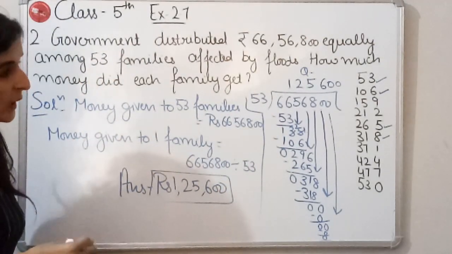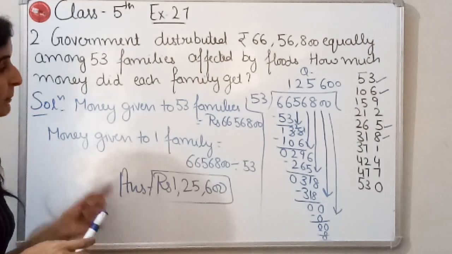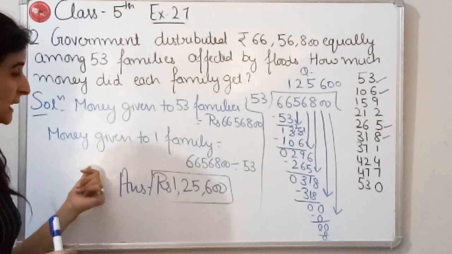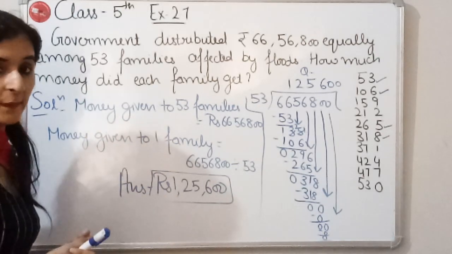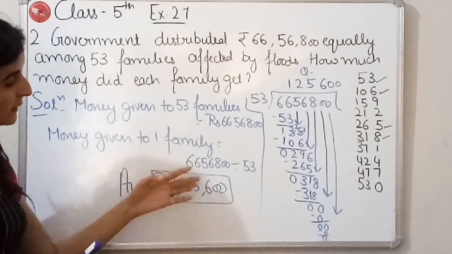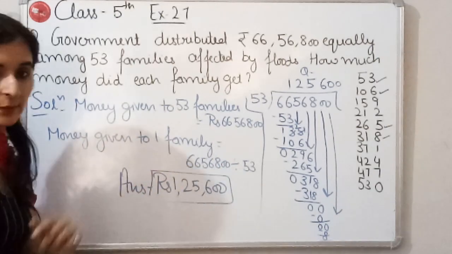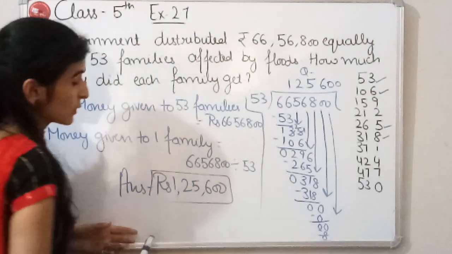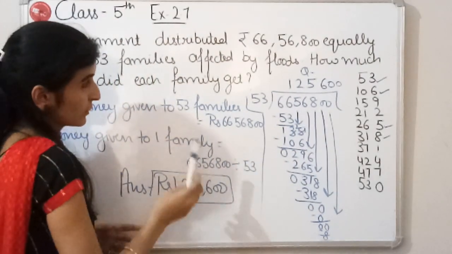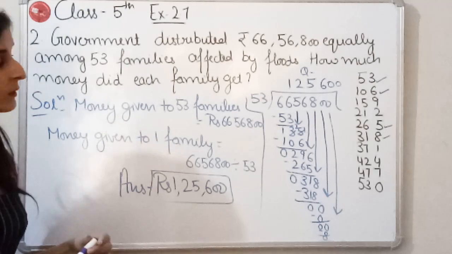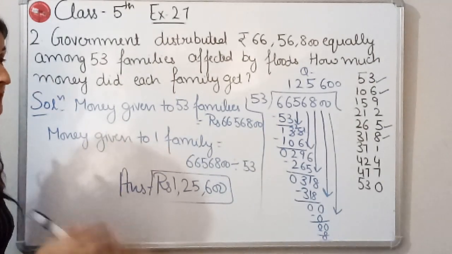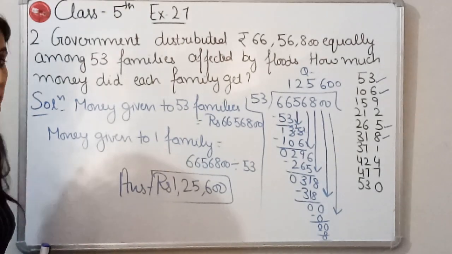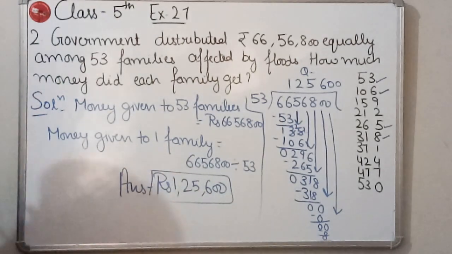Okay. So what was given to us? We were given the money given to 53 families, and we had to find the money given to one family. So for that we have divided this by 53 and we have got this as a quotient. So it means rupees 1,25,600 was distributed or given to one family. Fine. So now let's move to the next question.